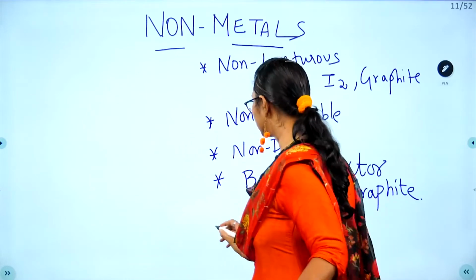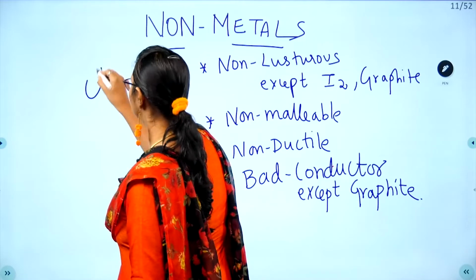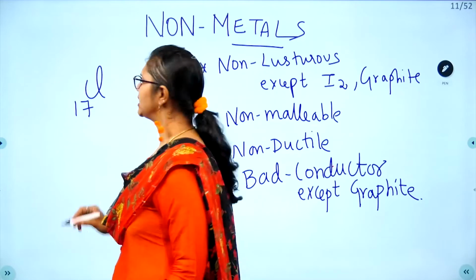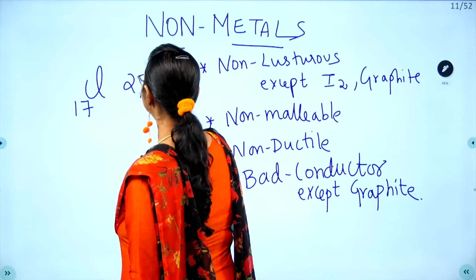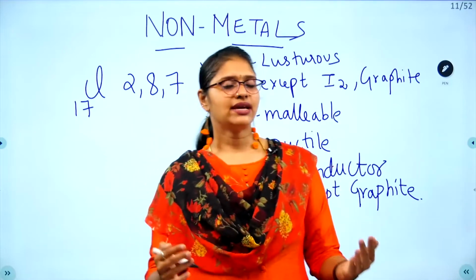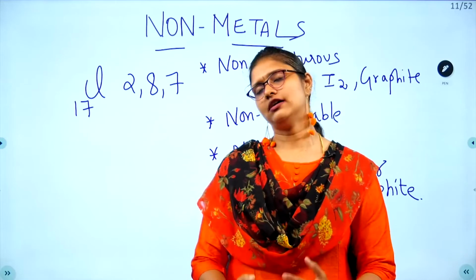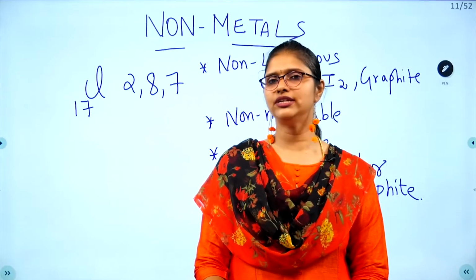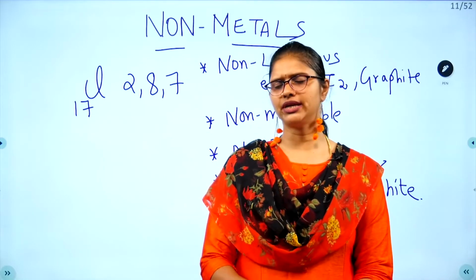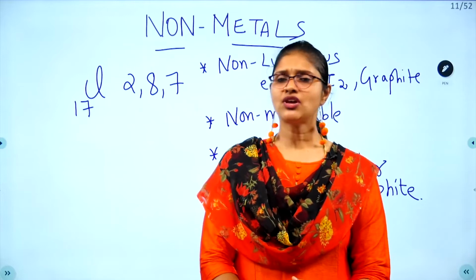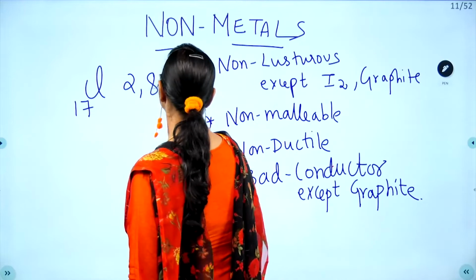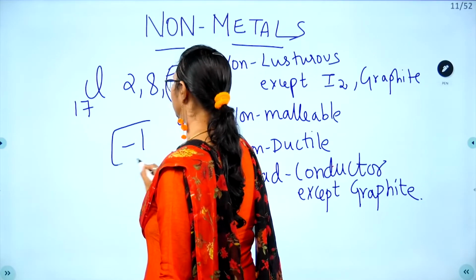For example, let us take Cl. The atomic number is 17. What is the configuration? 2, 8, 7. When any element has 8 electrons in its outermost shell, it is said to be stable. It reaches the octet structure, which means it is stable. So when chlorine accepts 1 electron, it reaches octet. Therefore, when it accepts 1 electron, it becomes 8, right? So the valency is -1.